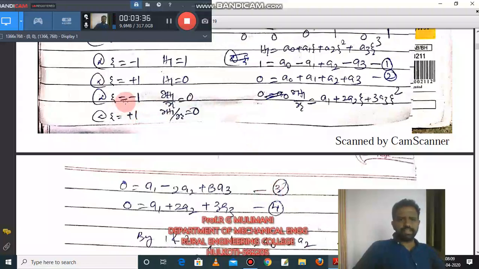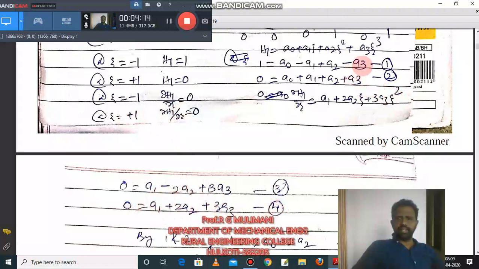What is this? Zeta is equal to -1, dou h1 by dou zeta, this is the differentiation of this equation. See here, a0 is a constant, there is no zeta term, so it is 0. Differentiating a1 zeta, it is a1. Next, differentiating a2 zeta square is 2 zeta a2. Similarly, for a3 zeta cube, it is 3 a3 zeta square. Substituting the third boundary condition, we have this equation. Taking the fourth boundary condition, we have this.